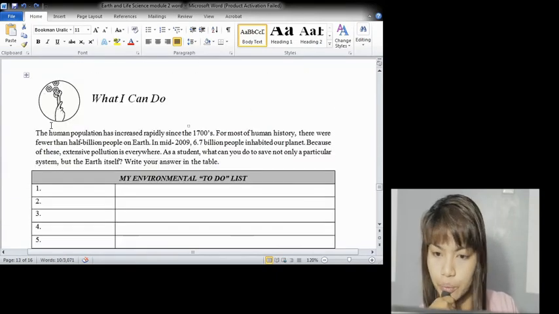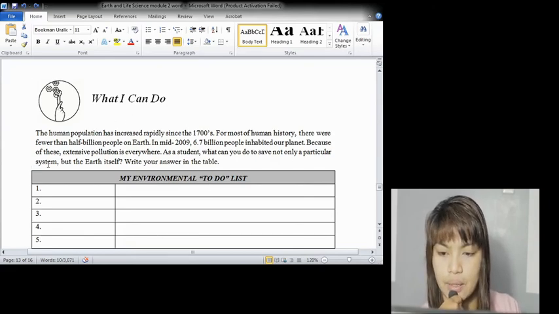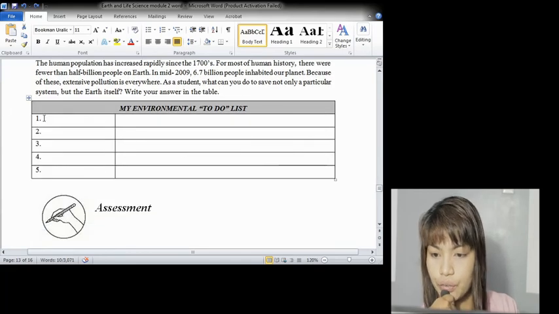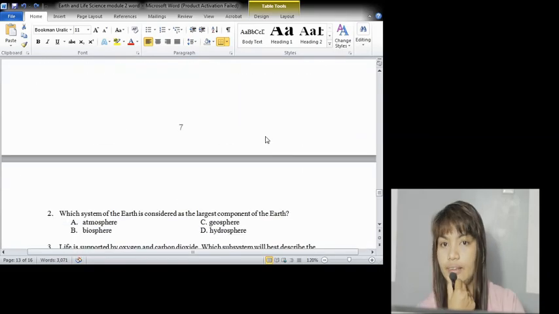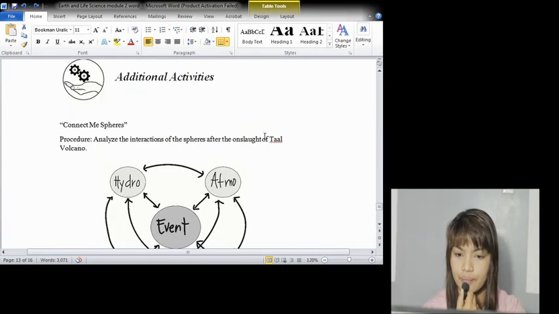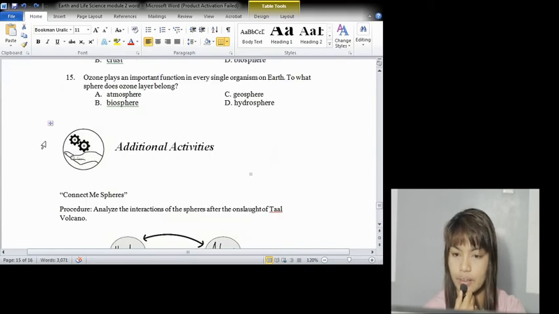Then jump to what I can do. This is a self-answered question. What can you do to save not only a particular system but Earth itself? You're going to give 5 items for my environmental to-do list. And then answer assessment. And then last one, additional activities.